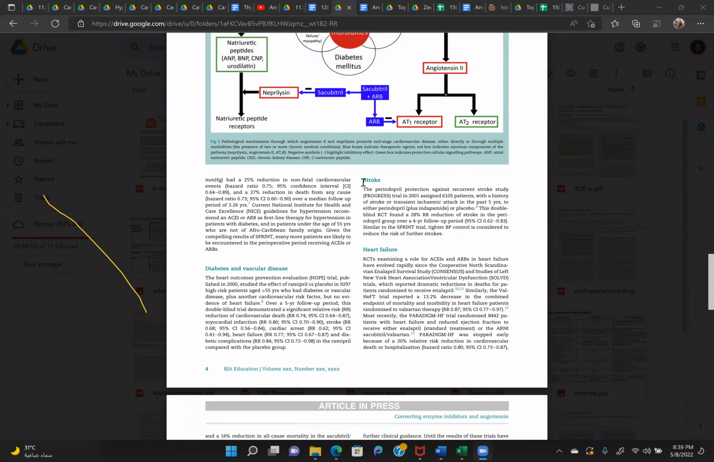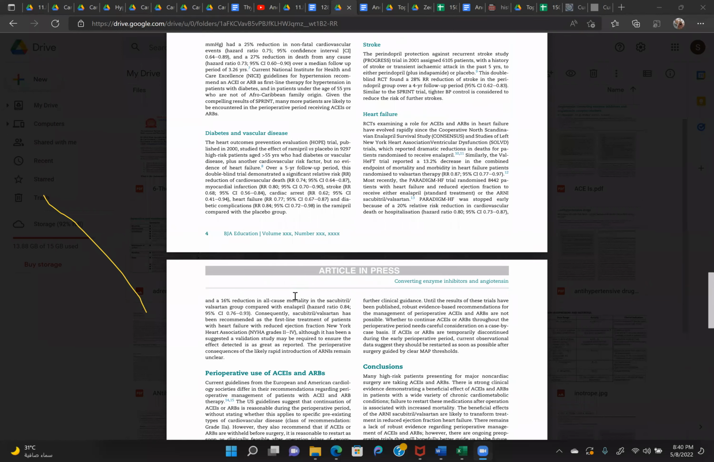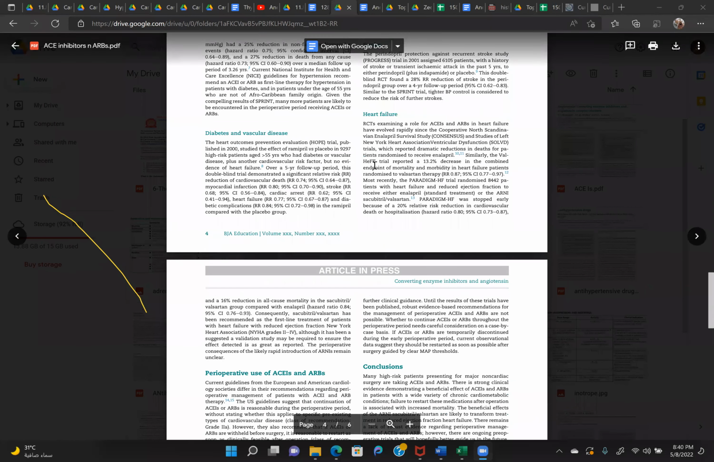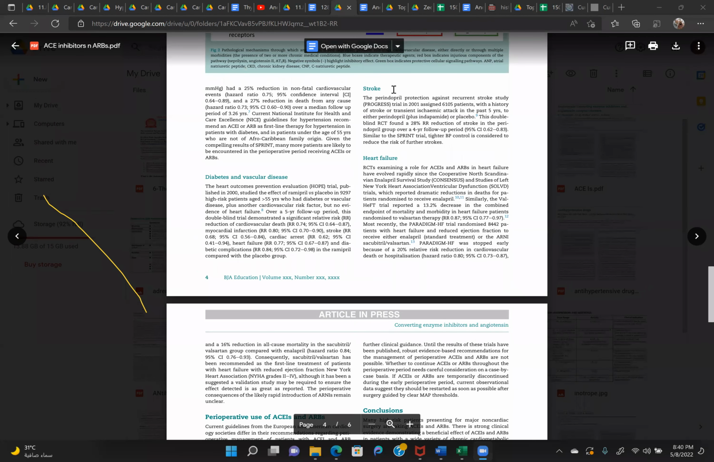This is something new for me as well. Perindopril for stroke. It is better, even if you are reading the articles, not to reproduce everything you read, because you may get stuck on something. It is new for me, I did not recall this. But they are telling about a trial, the PROGRESS trial, perindopril protection against recurrent stroke.